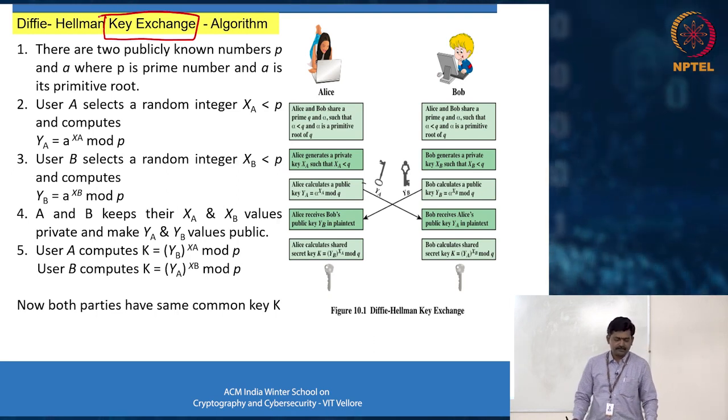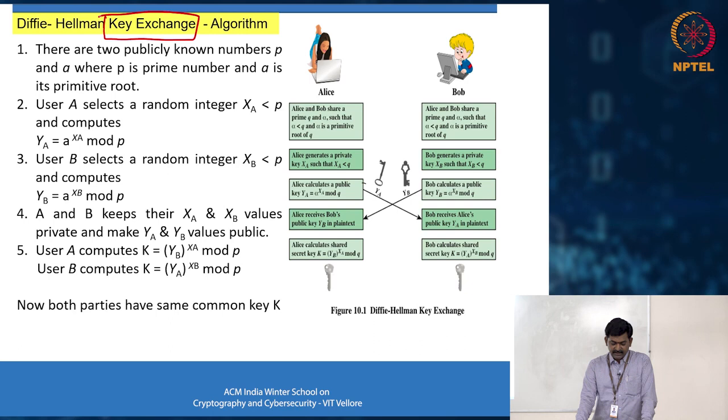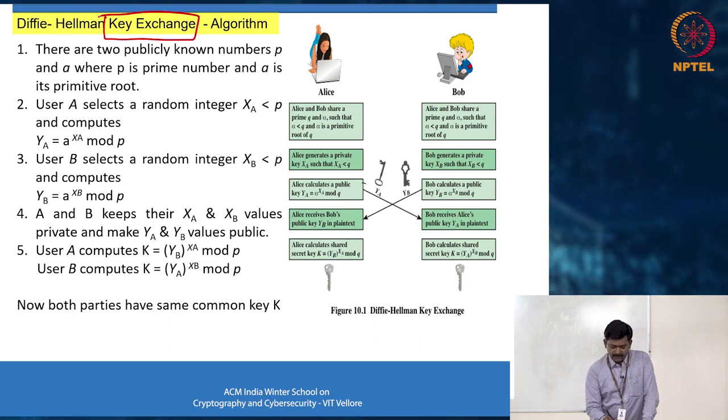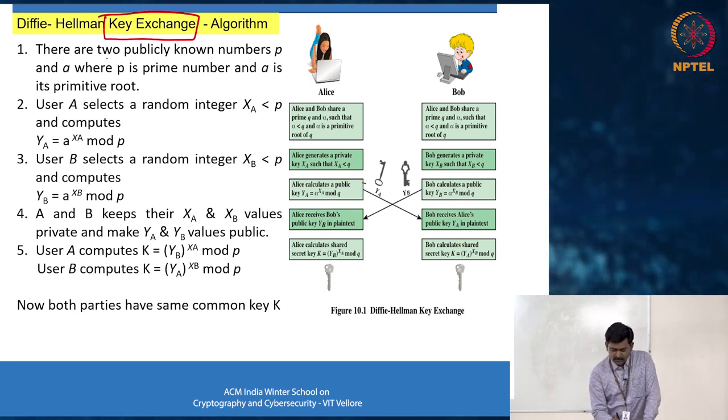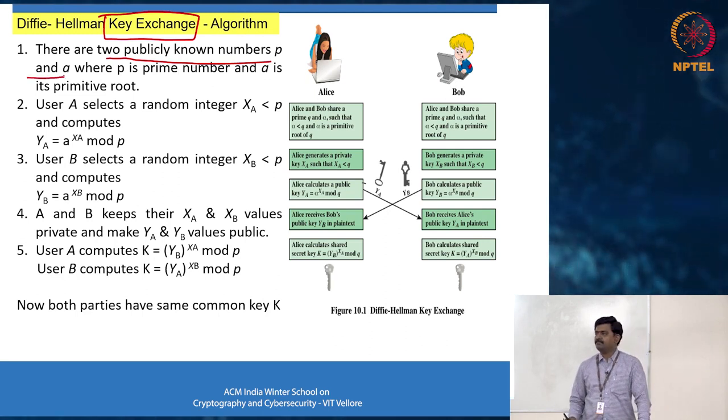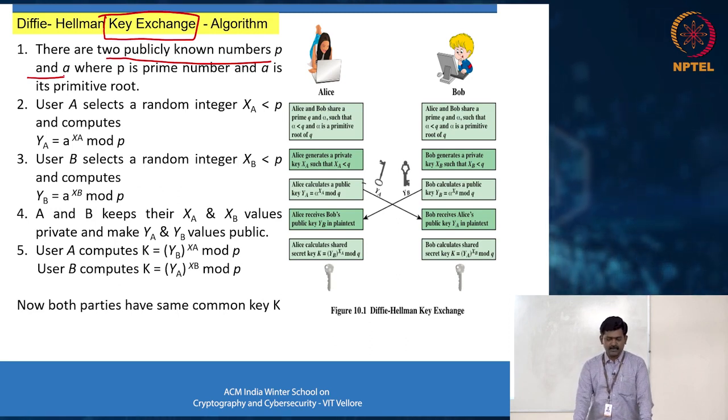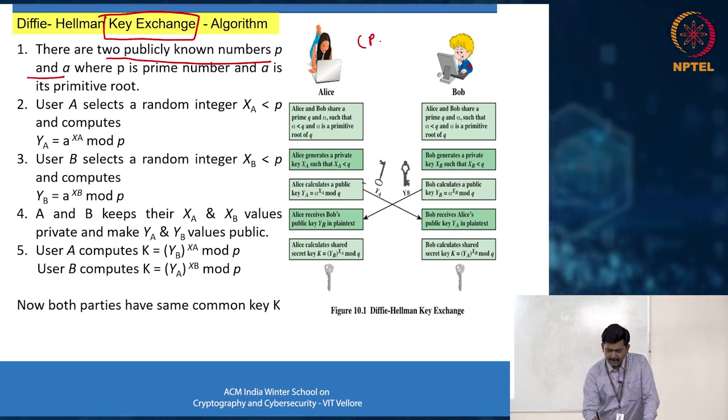Okay. Now, what are the steps of the algorithm? The algorithm starts with two publicly known numbers p and a. What are p and a? p is the prime number, a is its primitive root. They are known publicly, globally, p and a.